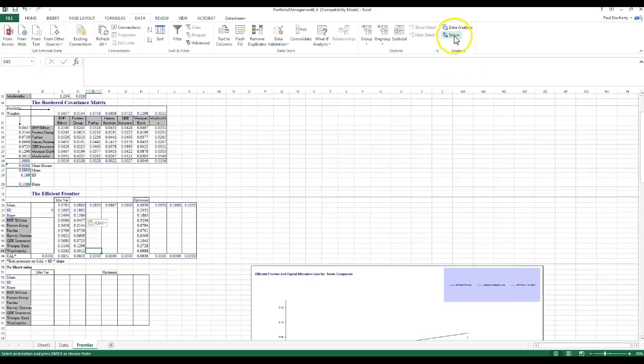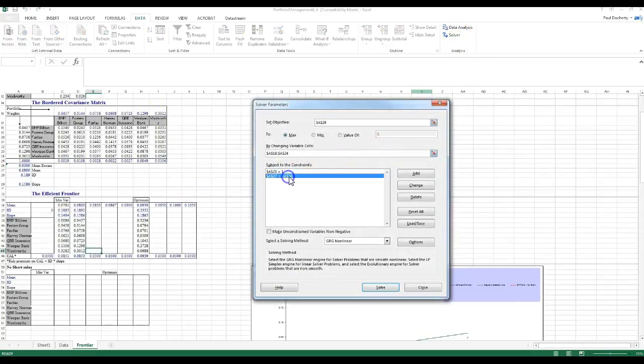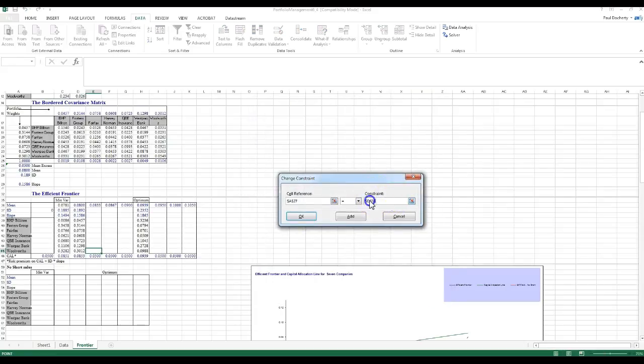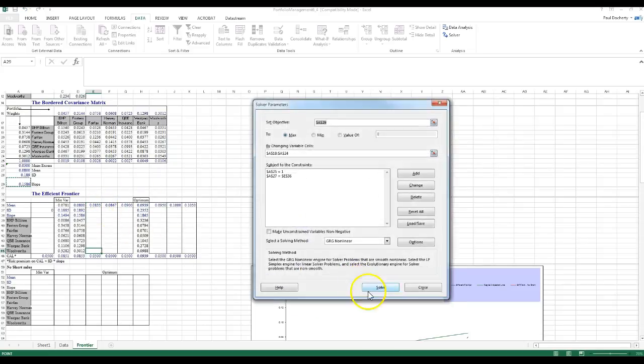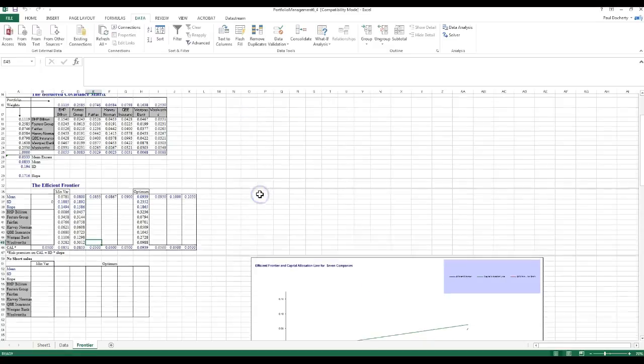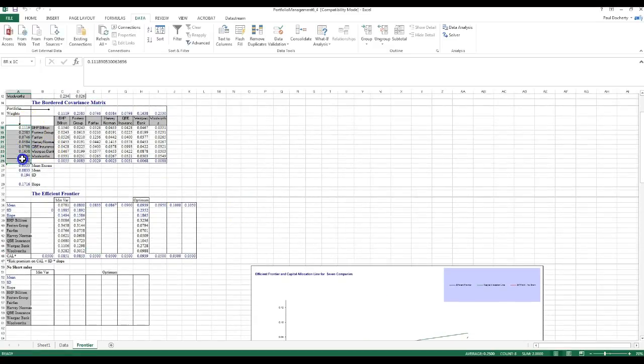Okay. If I now do this quickly for the rest of these different points, I'm not changing anything in terms of my objective, still trying to maximize the Sharpe ratio by changing the weightings. All I'm going to change now is this constraint, because I want to move along. Now I want the point on the efficient frontier with an expected return of 8.3%. Solve that one. And I've got that particular combination of assets.